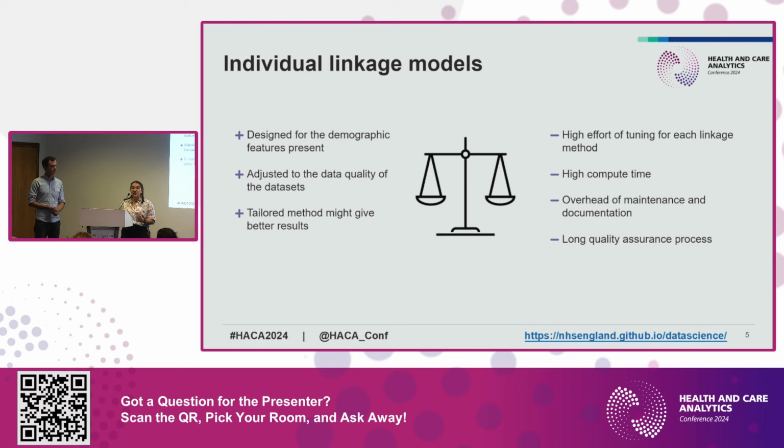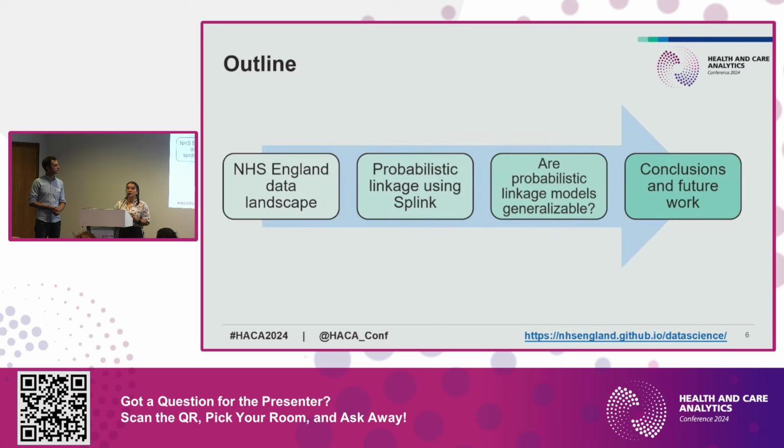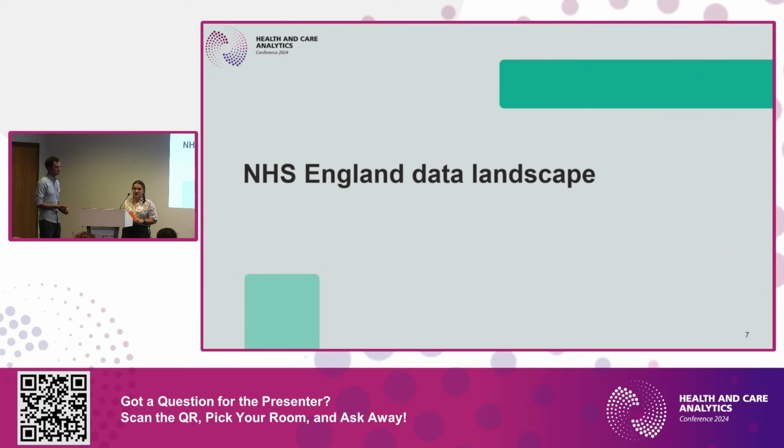So our main question for today is, could we use one universal model to link all of our NHS England data sets? And so we're going to talk you through our data landscape at NHS England, to give you a bit of context. Then we're going to talk about specifically the method of data linkage that we have been working on, which is probabilistic linkage using Splink. Then we're going to look at whether these models are generalizable for all of our data sets, and finally some conclusions and future work. So I'm going to hand over to Johnny now to talk about our data landscape.